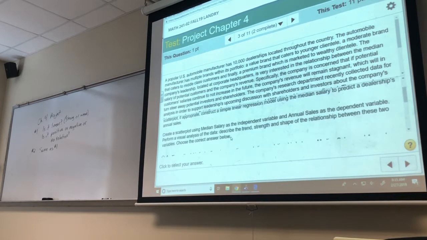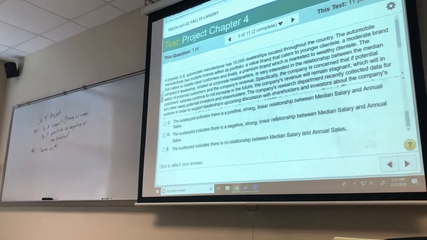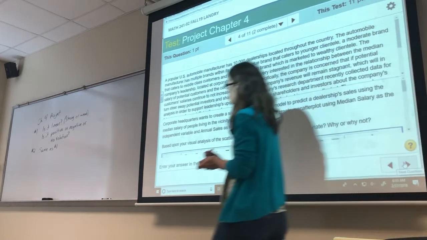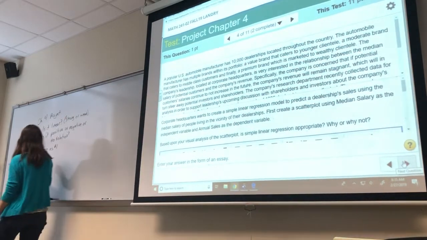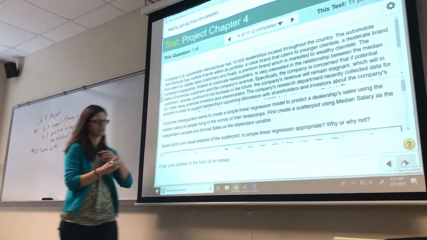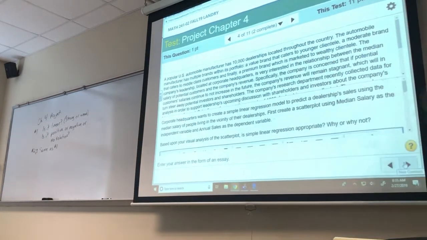And then this one's going to be similar, but now we've got median salary and annual sales. And so this one's just going to be multiple choice. So you'll do the same thing you did for numbers 1 and 2. But in this case, you don't have to use your own words. You'll just click multiple choice. So number 2 and 3, you'll do the same as number 1. Just look at the relationship between the 2.